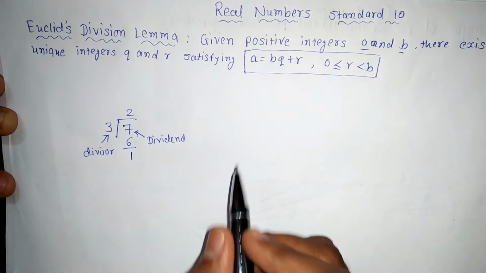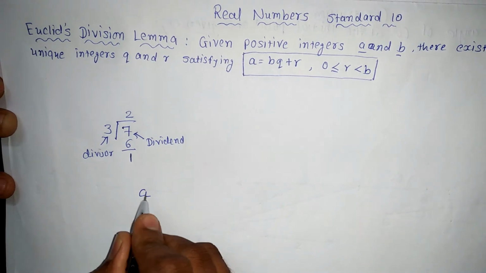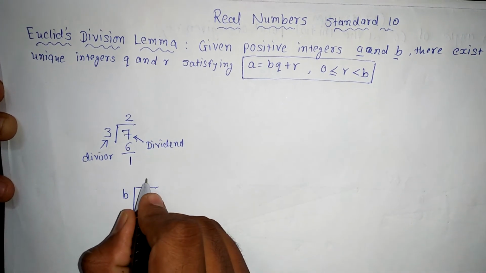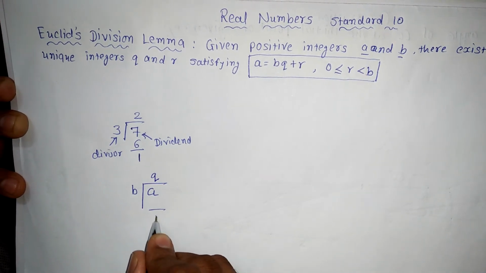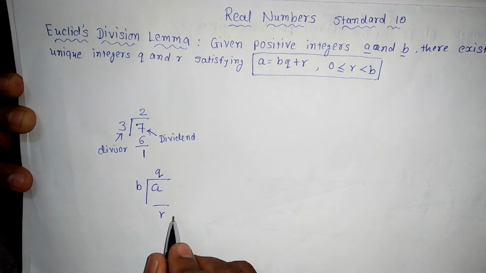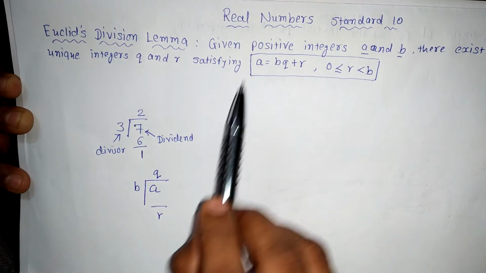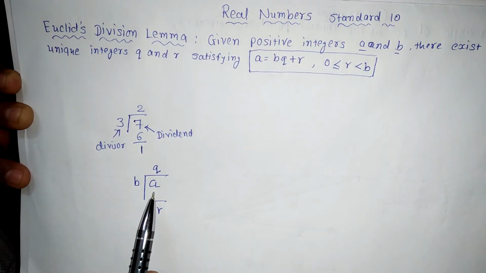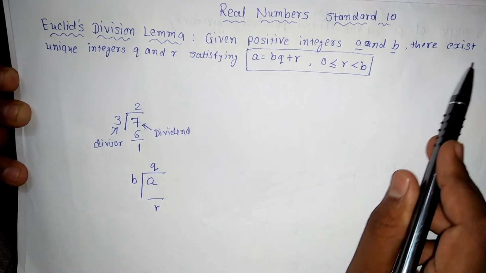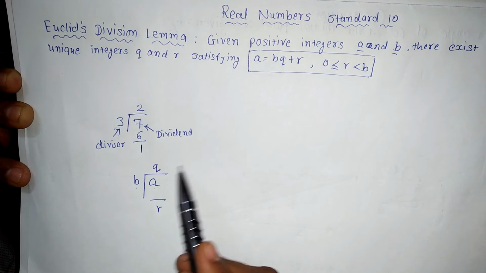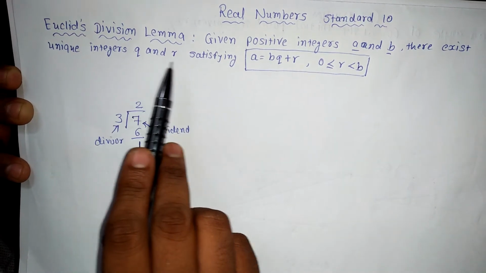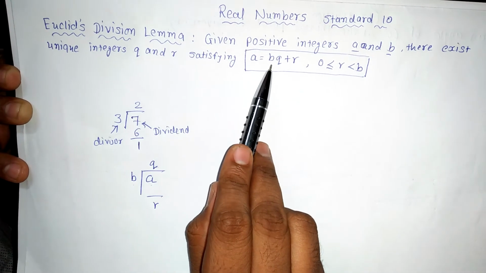Now suppose I have a real number a, and I divide this real number a by b. Suppose I get quotient q, and at the end I get remainder r. So a is the dividend, b is the divisor, q is the quotient and r is the remainder. Now let's see what Euclid's division lemma wants to say. Given positive integers a and b, where a is the dividend and b is the divisor, there exist unique integers q and r, where q is the quotient and r is the remainder, satisfying a is equal to bq plus r.